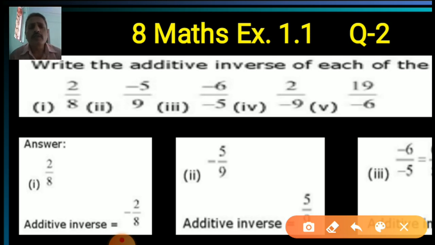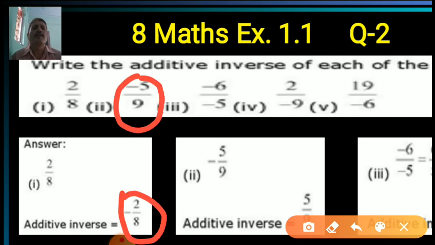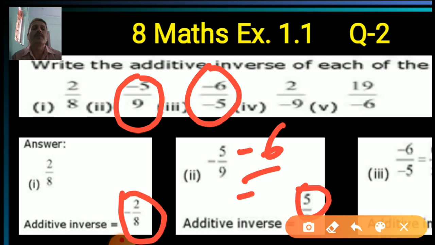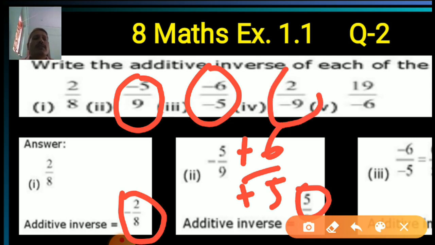So what is the additive inverse of 2 upon 8? Very simple. The additive inverse of 2 upon 8 is minus 2 upon 8. See, students, minus 2 upon 8 is the answer. For this one, minus 5 upon 9, very simple, it is 5 upon 9. What about the third one? See, student, minus 6 and minus 5. Whenever you find both numerator and denominator minus, both will become a plus. So plus 6 upon 5, and the additive inverse is minus 6 upon 5.